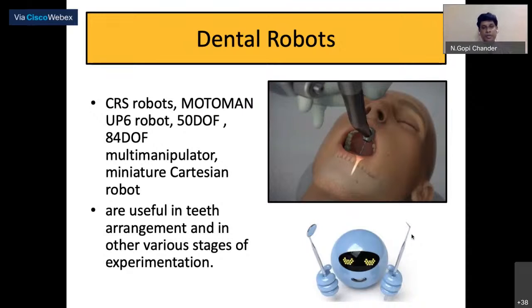These are the robots being used by different researchers: CRS robots, Motoman, UPC6 robots. All these are used in dental platforms. They are useful in terms of teeth arrangements, and they are at various stages of experiment. Maybe in the near future it becomes a realistic application. The moment it happens, I think for the majority of you, whatever struggle has been happening in your preclinical prosthetics is going to be avoided.